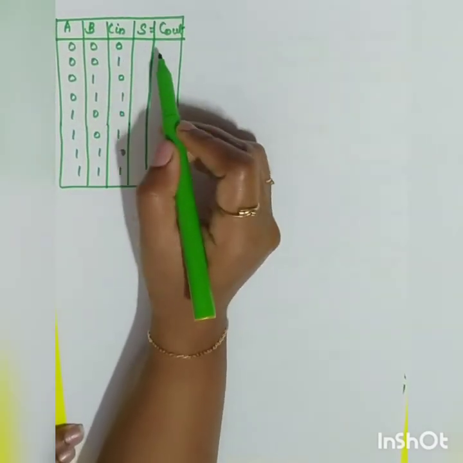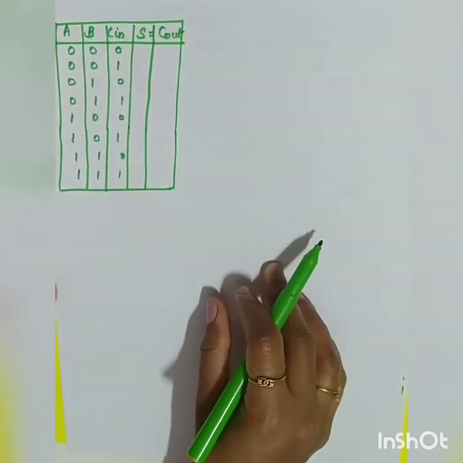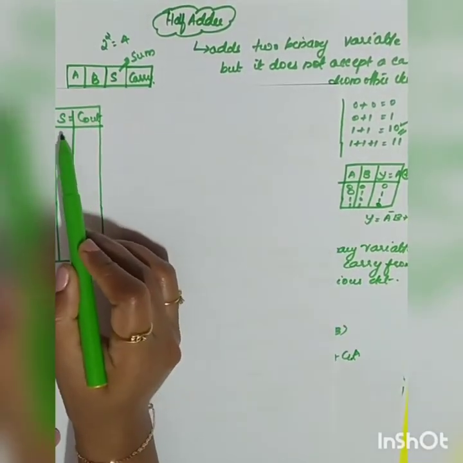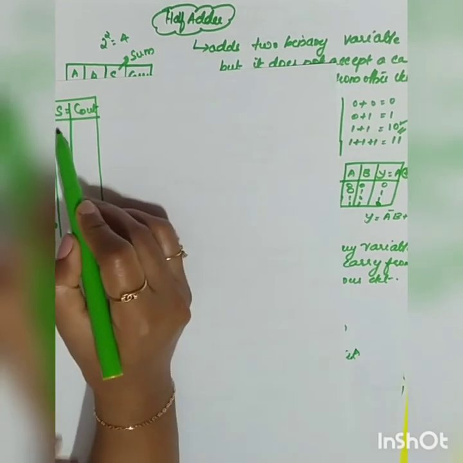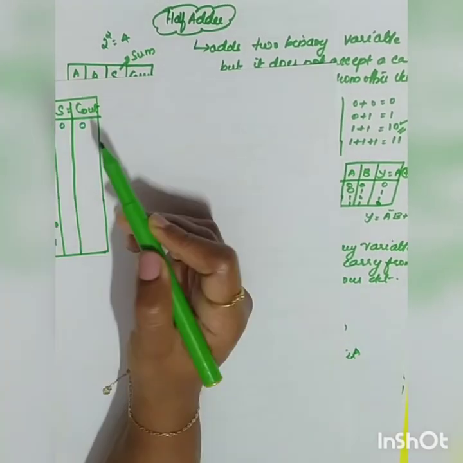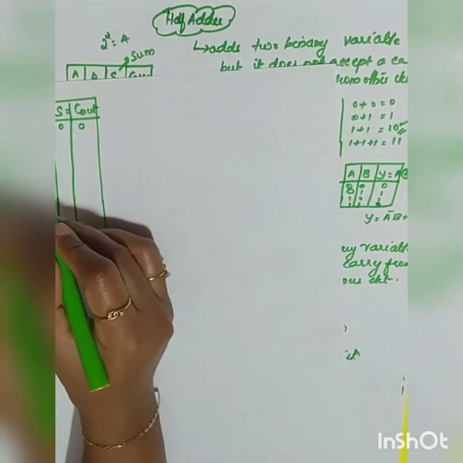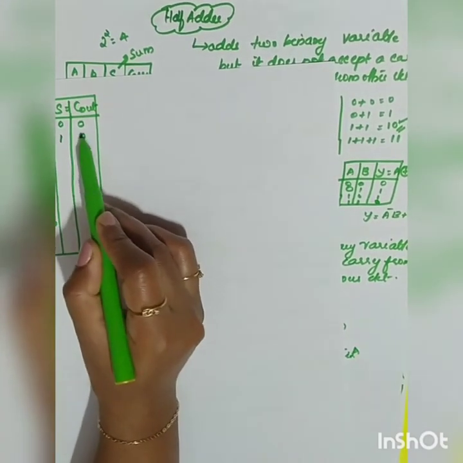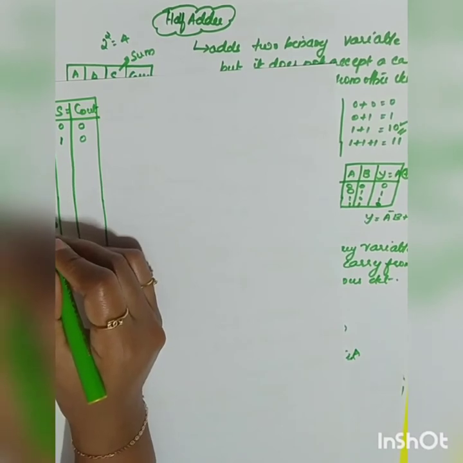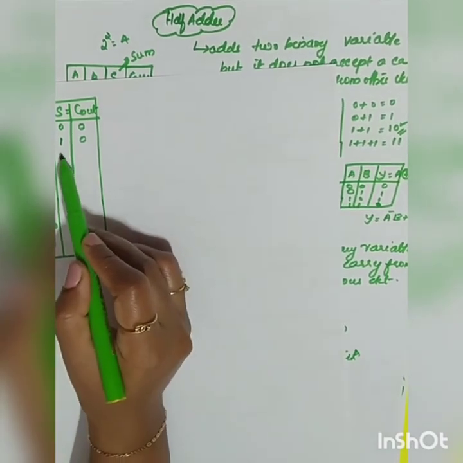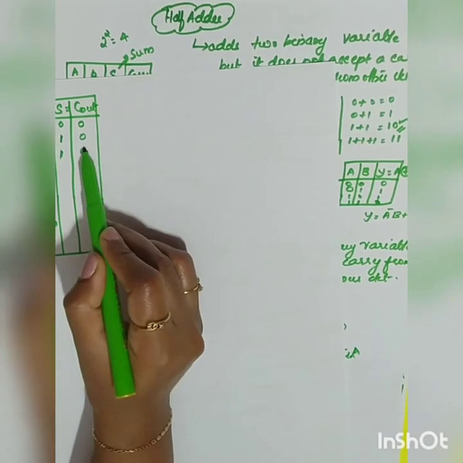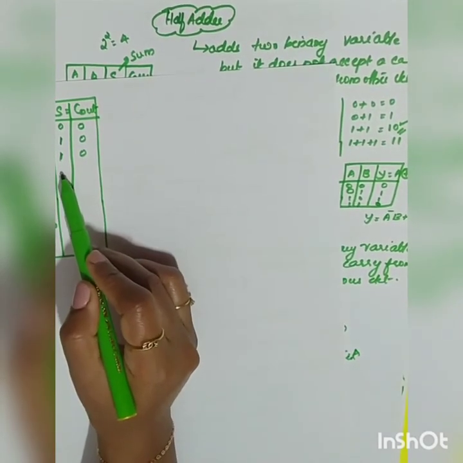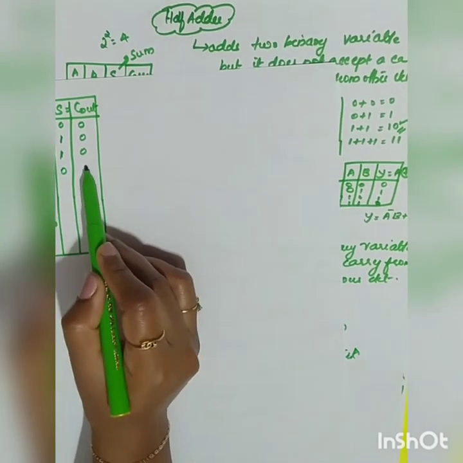Now you have to find the sum. So the same addition, okay? 0 plus 0 plus 0. Sum is equal to 0. Carry is equal to 0. 0 plus 0 is 0, 0 plus 1 is 1, so sum is equal to 1. Carry is equal to 0. 0 plus 1 is 1, 1 plus 0 is again 1. So sum is equal to 1. Carry is equal to 0. 0 plus 1 is 1, 1 plus 1 is 1, 0. So 0 will be your sum, 1 will be your carry.